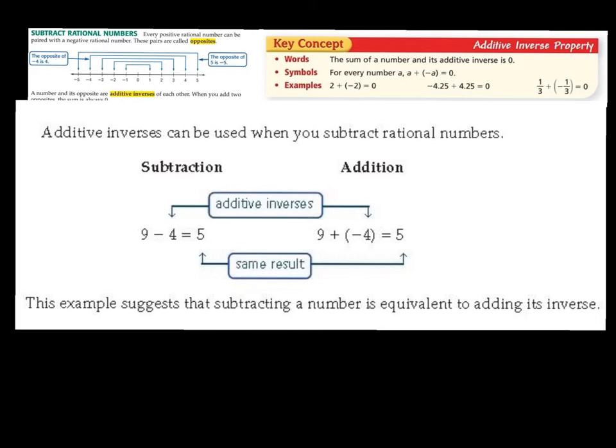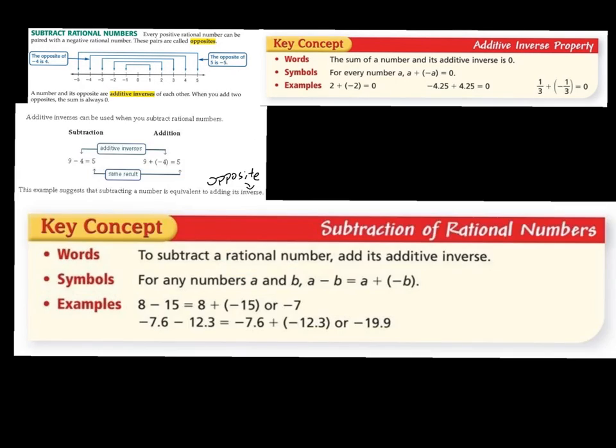This example suggests that subtracting a number is equivalent to adding its inverse. Or instead of inverse, we could say opposite. To subtract a rational number, add its inverse. For any numbers a and b, a minus b is the same as a plus the opposite of b. So instead of 8 minus 15, you could write 8 plus -15 because they both equal -7.